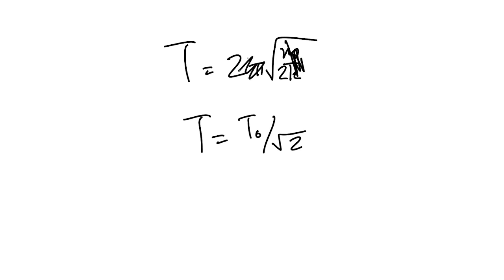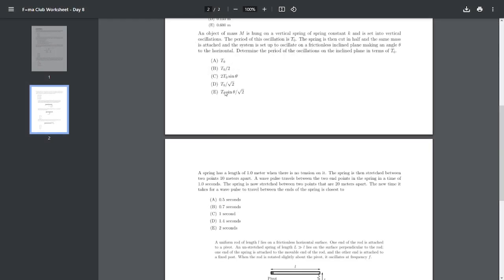These aren't different, right? And so we can just say that. That's it. The thing about the inclined plane doesn't matter. The angle doesn't matter. So we're just going to get D, which is T naught divided by the square root of 2.